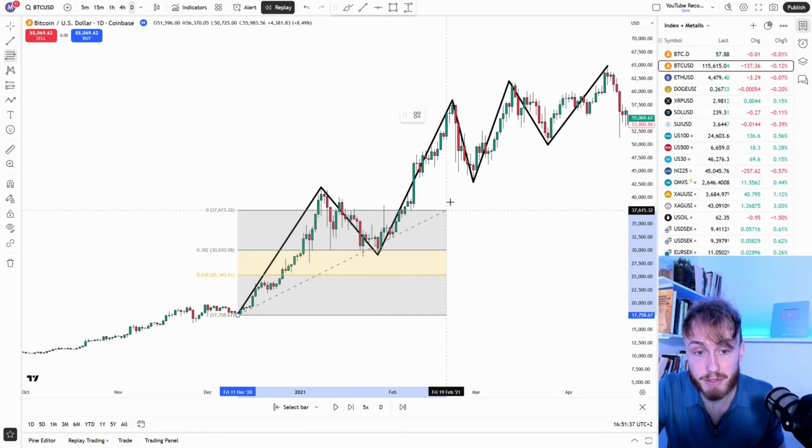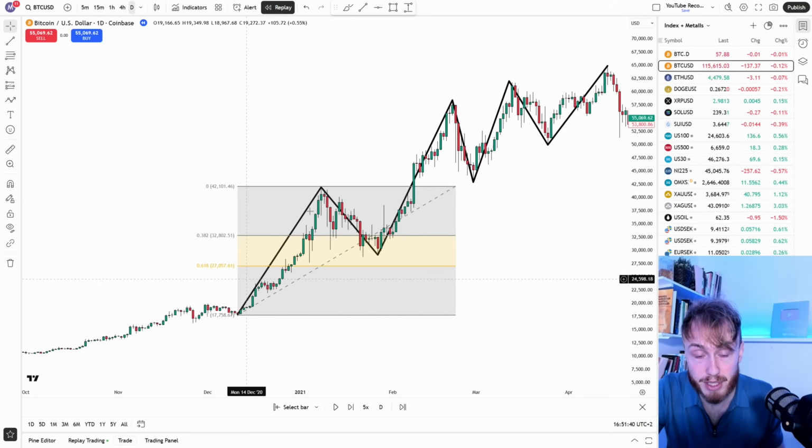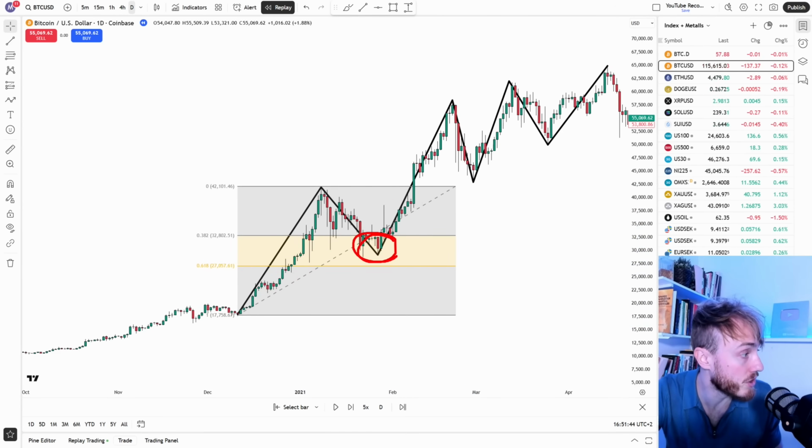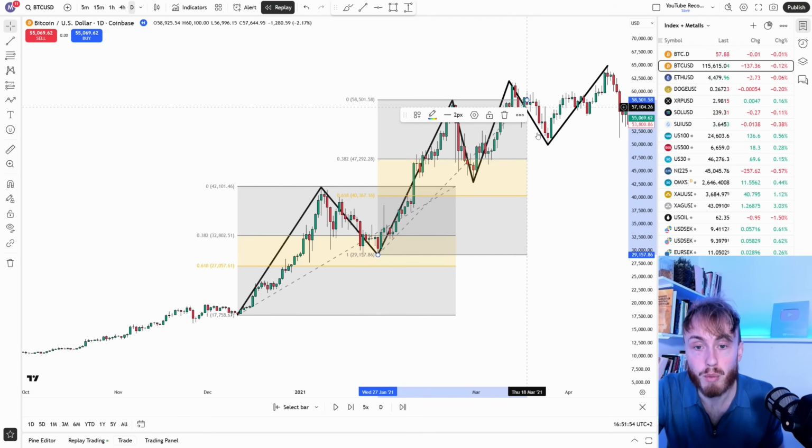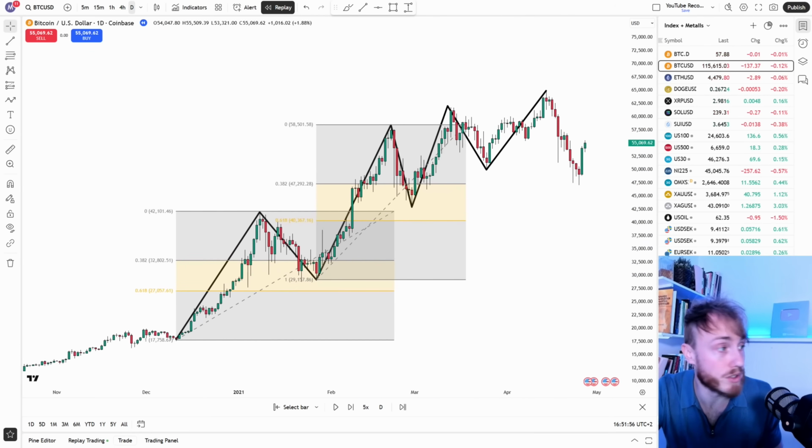So if we take a look at this first move right here, you can see that the price went up, then it retraced to the golden zone, and it reversed to the upside. Next, we can once again repeat this process, right? So we can use our Fibonacci again. So we draw from this low to this low. Once again, the price reversed in the golden zone.